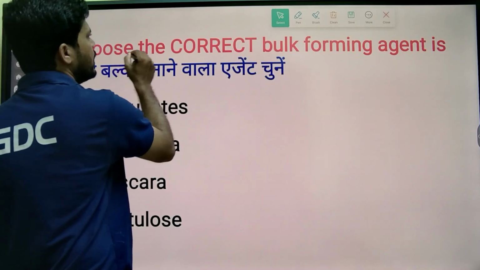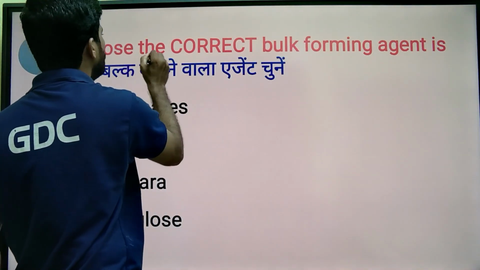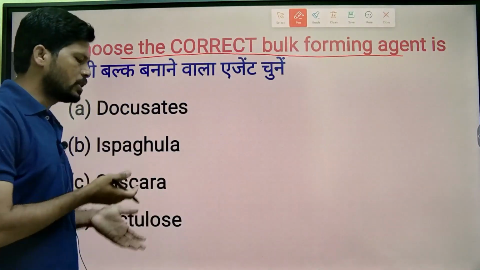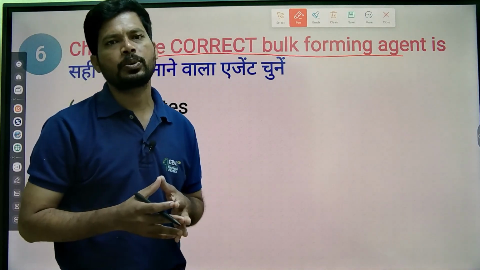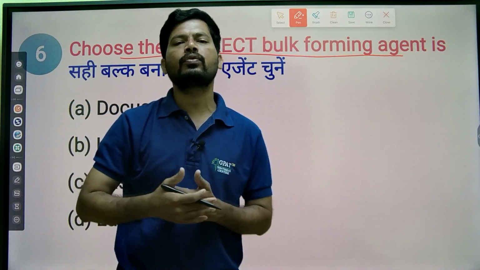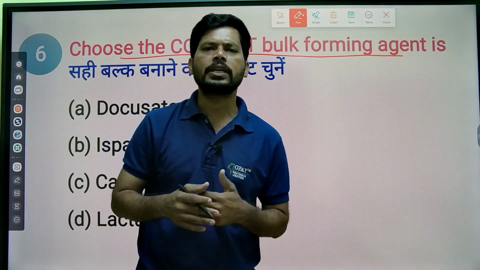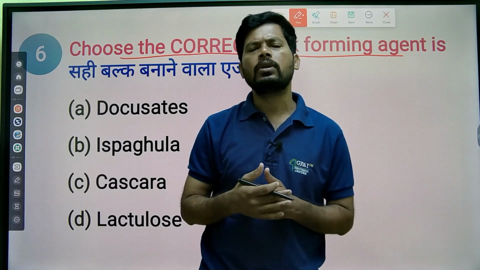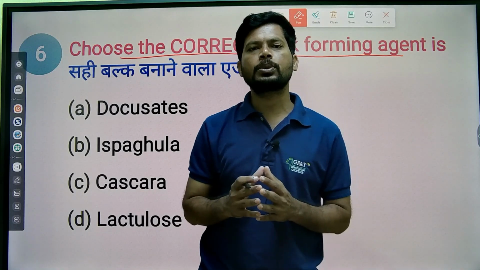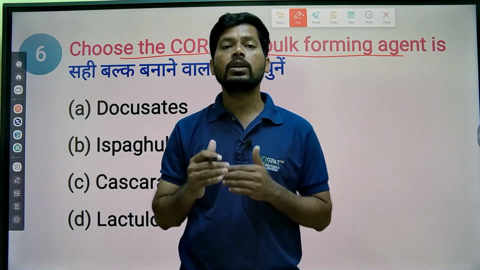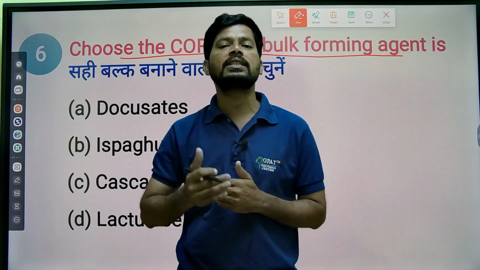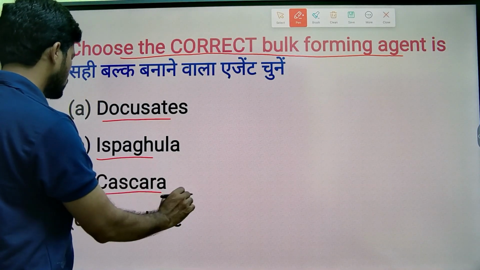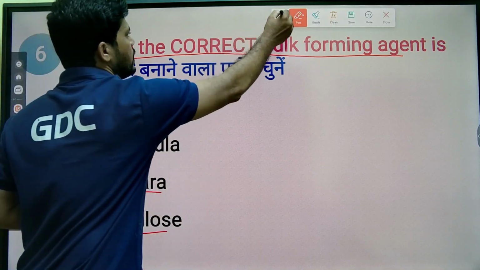So the next MCQ is: choose the correct bulk forming agent. Here is a list of drugs that help in the treatment of constipation. They make easy elimination of fecal matter by softening. In constipation, it is difficult to eliminate the fecal matter, especially in elderly people, 60, 70 years old. If they are suffering from constipation, it is difficult because the body's capacity slowly decreases with increasing age. So the options are docusate, ispaghula, cascara, lactulose. Okay, so let's check the answer.